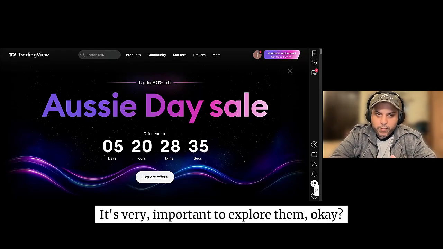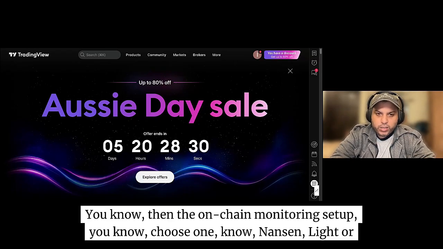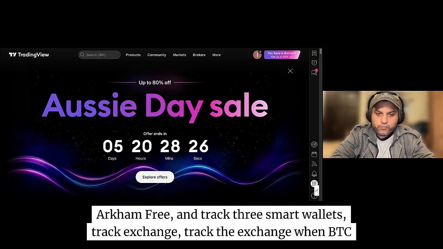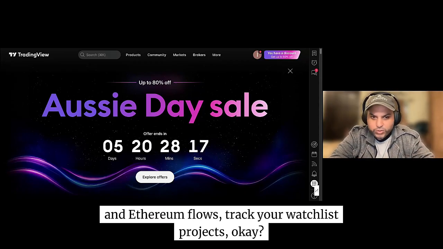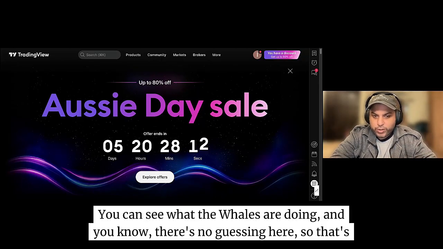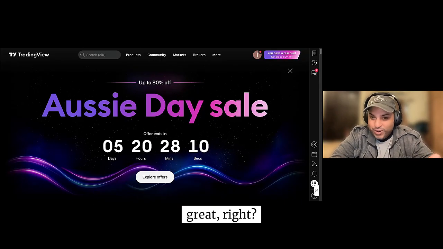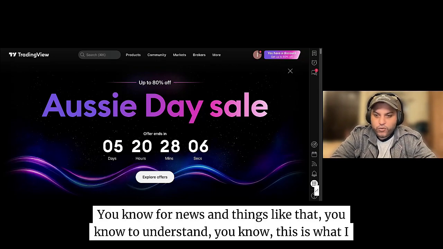Explore them. Okay. And of course, then the on-chain monitoring setup, choose one, Nansen Lite or Arkham Free, and track 3 smart wallets, track the exchange BTC and Ethereum flows, track your watch list projects. Okay. You can see what the whales are doing, and there's no guessing here. So that's great, right?